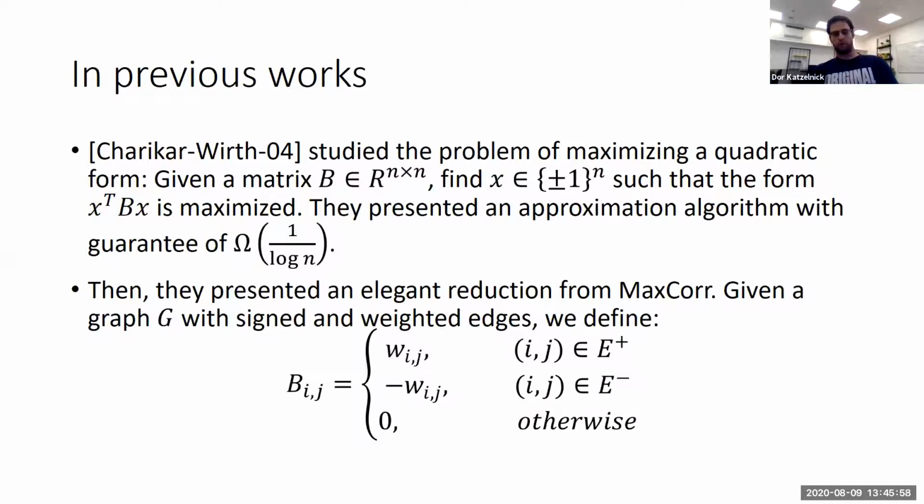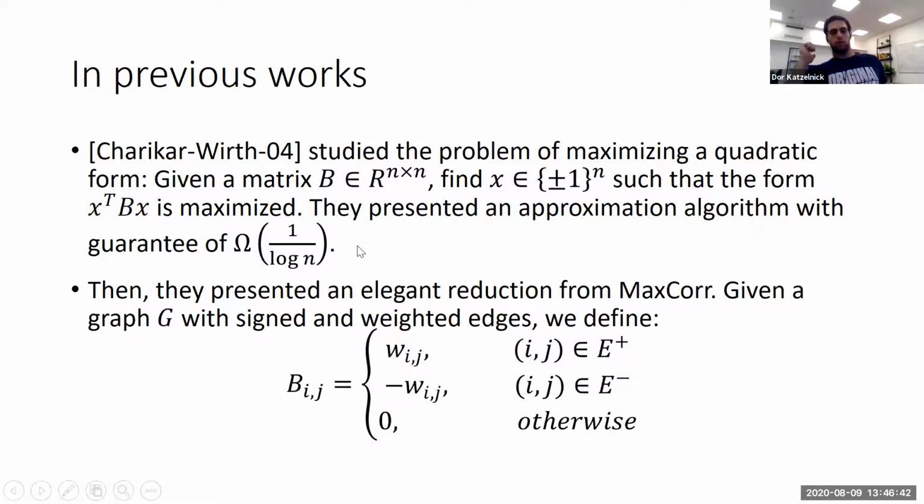So what happened in the previous works? Charikar and Wirth studied the problem of maximizing a quadratic form. In this problem, we are given an n by n dimensional matrix, and we want to find a vector x, an n-dimensional vector over plus or minus 1, that maximizes the form x transpose Bx. And what Charikar and Wirth showed is that there is an approximation algorithm with a guarantee of omega of 1 over log n for this problem.